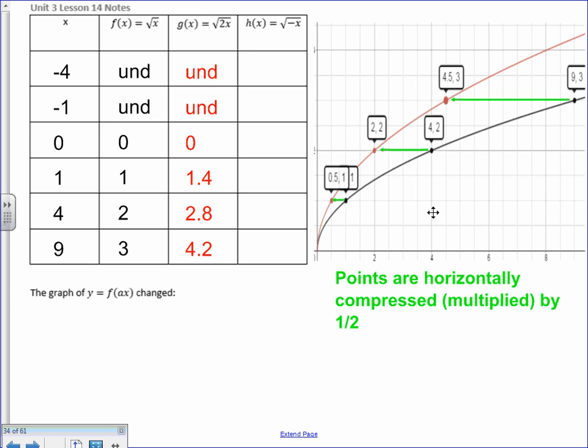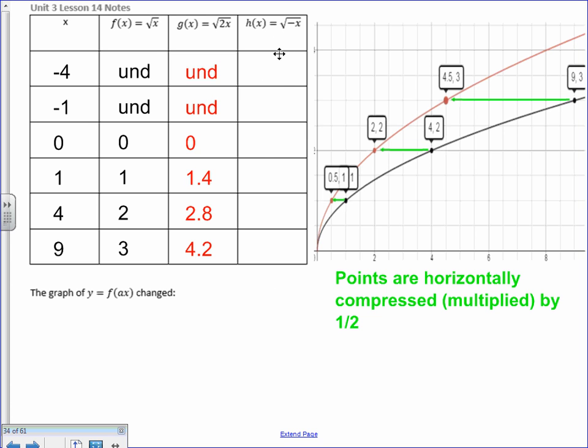So this stretch is a little strange because when we were doing vertical stretches and we would multiply by 2, we would just stretch every y value by 2. Here, when we're doing horizontal stretches and we multiply by 2, we actually multiply the x values by 1/2. So you can see here that the points are horizontally compressed. They're multiplied by 1/2.